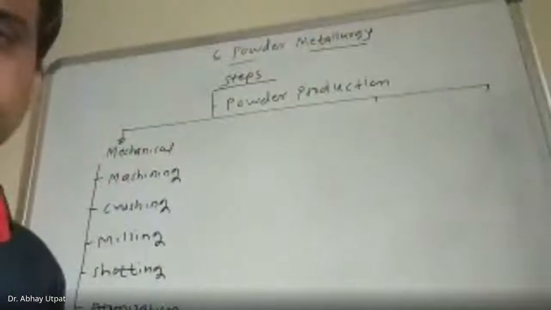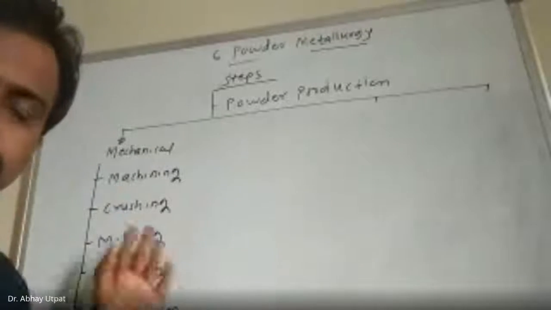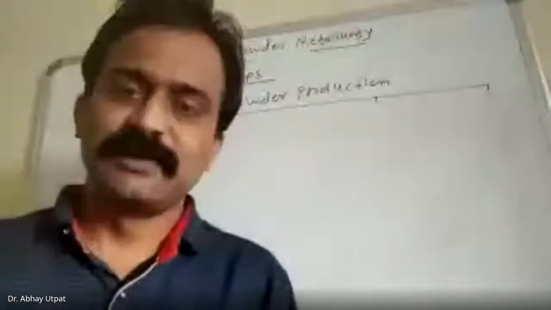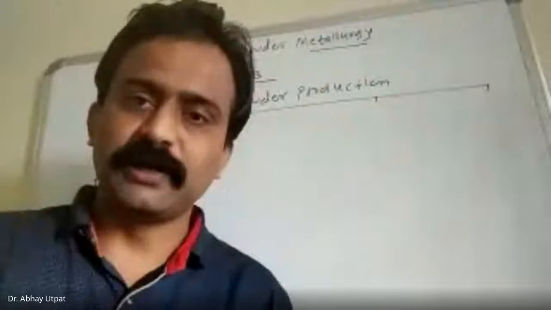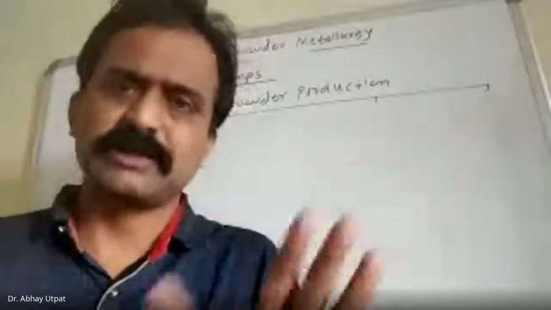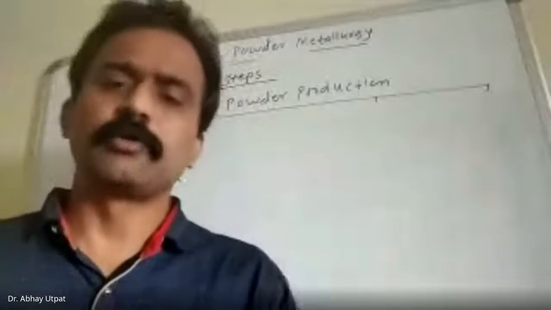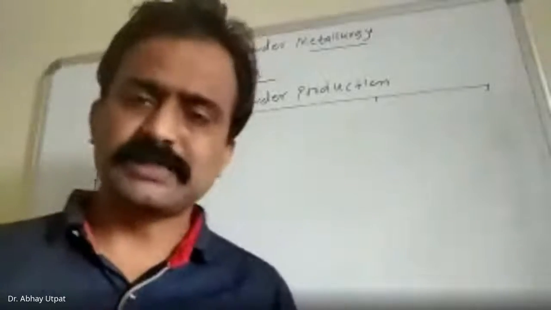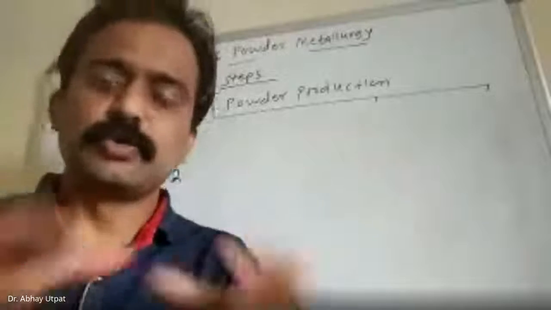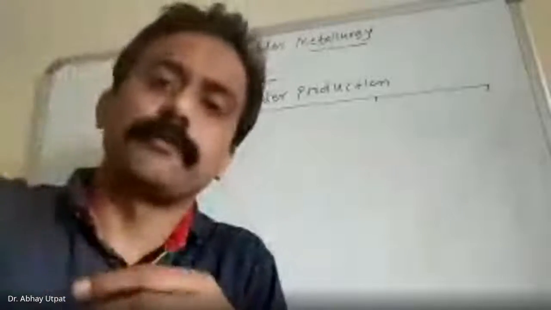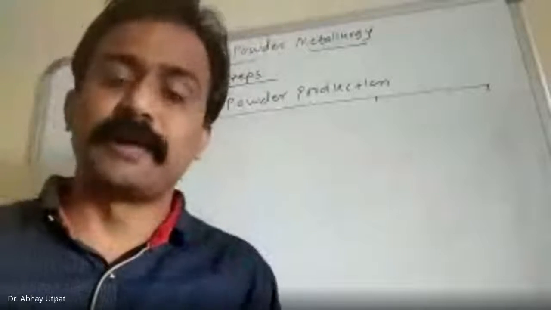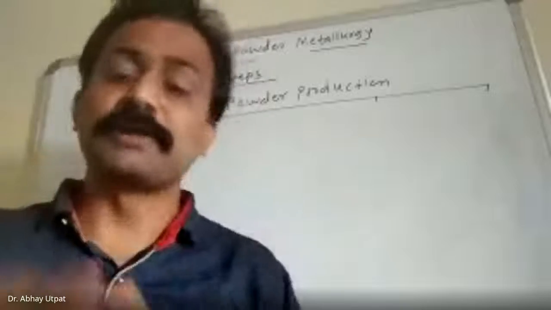Now see here, pay attention. Mechanical methods of powder production. Machining. Earlier you have studied that you are going to do turning, drilling, facing, reaming, milling. Number of operations in the workshop you have seen. Grinding, all these are machining operations. So you machine your component and throw your scrap away. This scrap which you throw away is our main material. So intentionally you do machining.